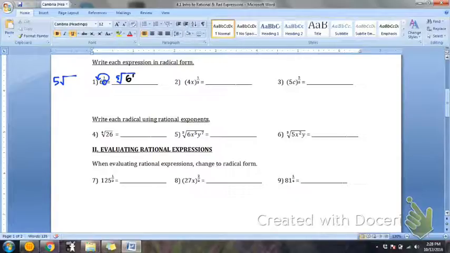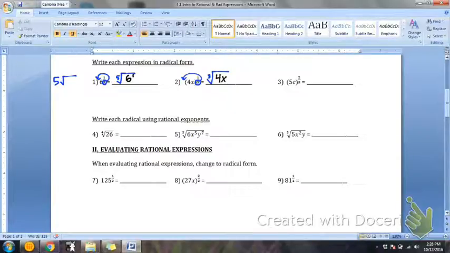Now, number 2 says what? It's the 1/3, so what becomes the root? 3. That 3 becomes the root, right? So we have the cube root. What goes underneath the radical? 4. The 4x, right?